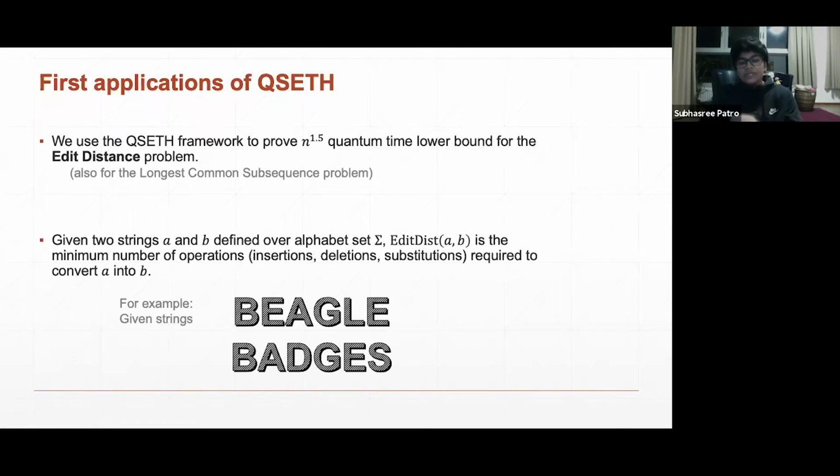Now, by the way, the operations could be insertions, deletions, or substitutions. So here the edit distance is 4 because one of the best ways is to delete this E and to insert a D, and to delete this L and insert an S. Okay.